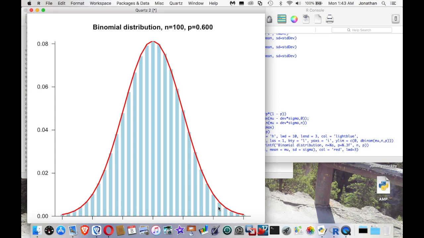And if you take n, the number of trials, to be not that big, so we saw an example with 30 trials where things didn't go great, but so long as you get that number of trials up a little bit, so here we have 100, the approximation looks pretty good.